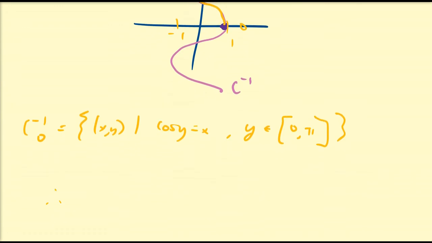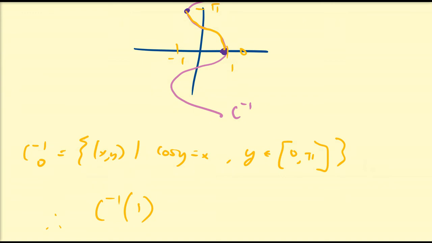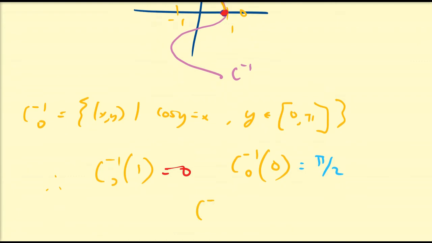So therefore, I can ask, what is the inverse image of the point 1? According to this, when I choose x as 1 as my input value, I only have one value. In this case, it's going to be 0. If I ask, what is my inverse image, principal branch, of 0? In that case, 0 is going to go to this point here. So that's, of course, going to be pi over 2. And if I ask, what is the inverse image principal branch of the point -1, then that's going to be equal to pi.